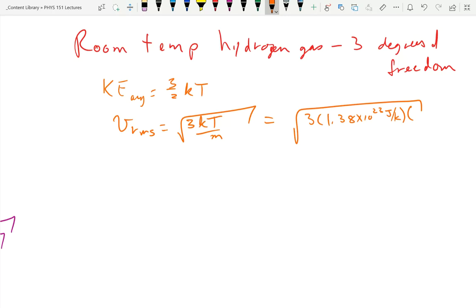So when I say room temperature, I mean 20 degrees Celsius. So what do I put in my calculation here? I have to put it in Kelvin because it's not a change in temperature. So it's 293 kelvins.